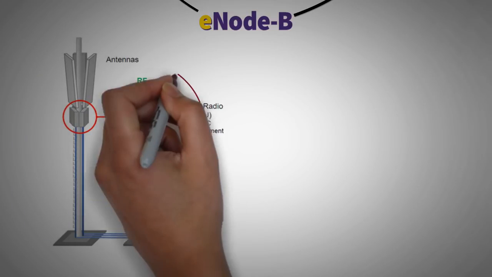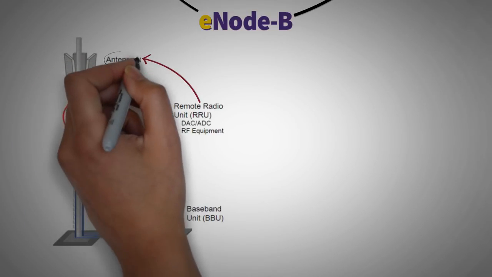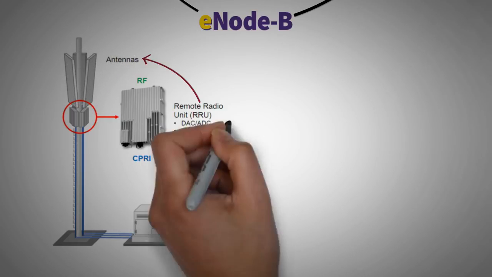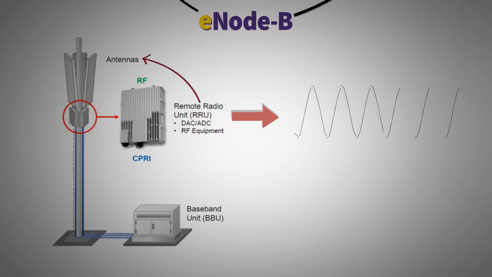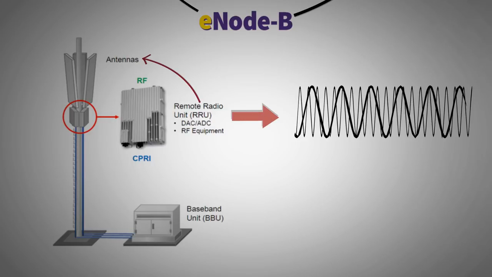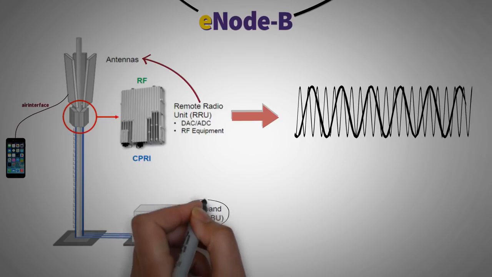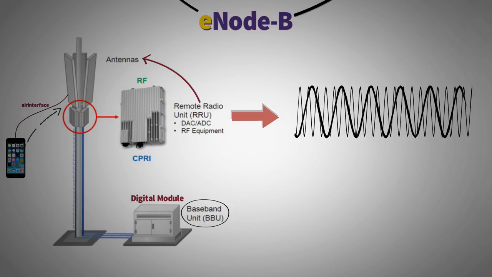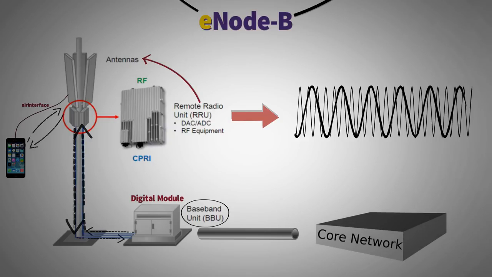RRU, or the remote radio unit, consists of the antennas. It is also called remote radio head, which are the most visible parts of a mobile network. They are also responsible for modulation and demodulation of all signals transmitted or received on the air interface. The second part is the BBU, or baseband unit, which consists of digital modules that process all signals transmitted and received on the air interface and acts as an interface to the core network over a high-speed backhaul connection.